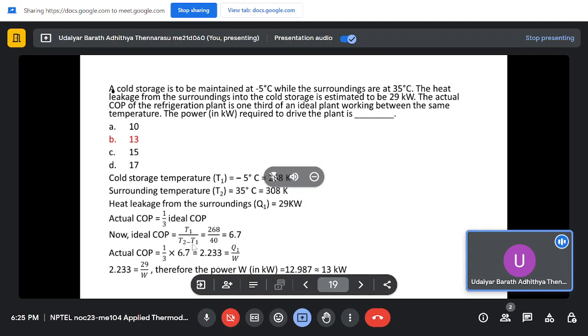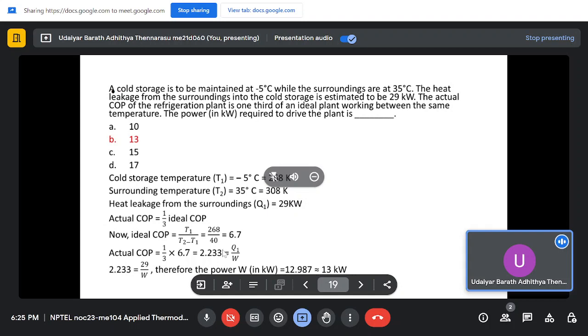So substituting the temperature, 268 divided by the difference in temperature, which is 40, the ideal COP comes out to be 6.7. Now the actual COP is 1/3 of the ideal COP. So 1/3 of 6.7 is 2.233. 2.233 is the actual COP.